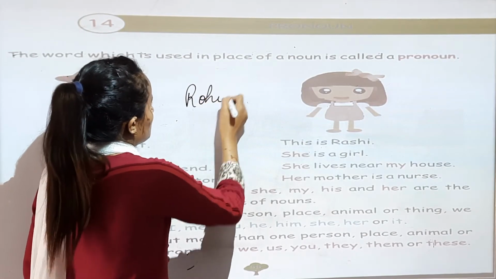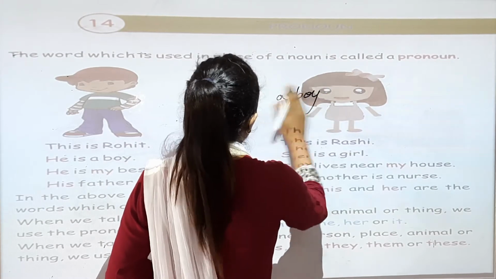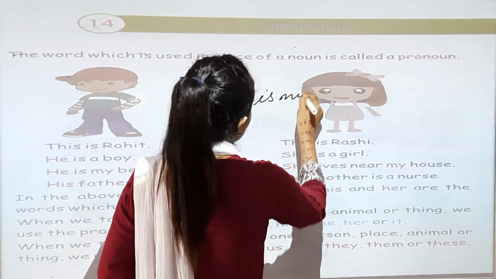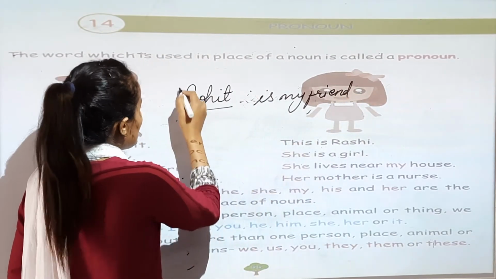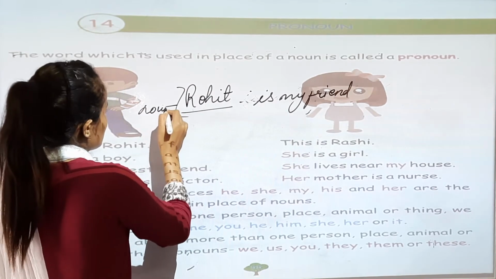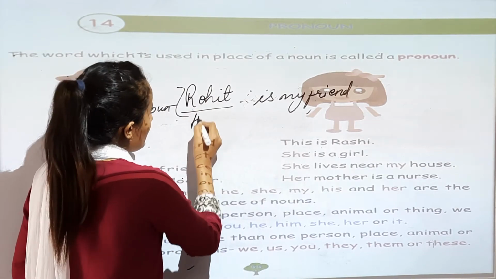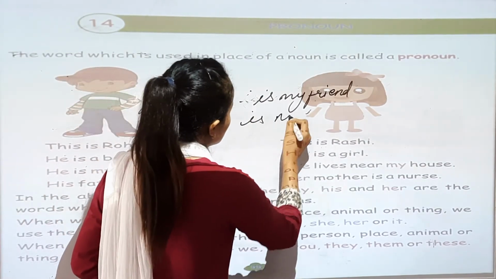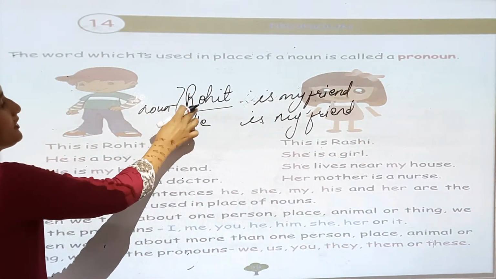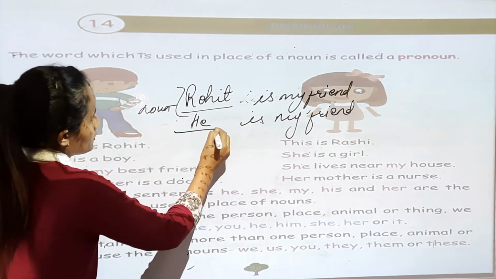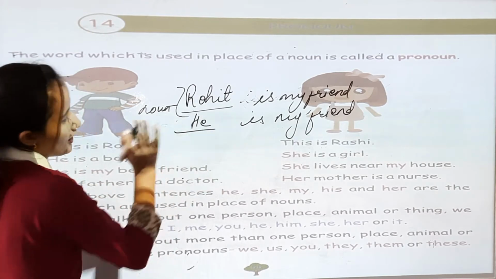Rohit. Rohit is a boy. Rohit is my friend. So, Rohit is a noun. So, what we have to write in case of Rohit? We will write he. He is my friend. So, in place of a noun, we are using pronoun. So, the word which is used in place of a noun is called pronoun, like this.